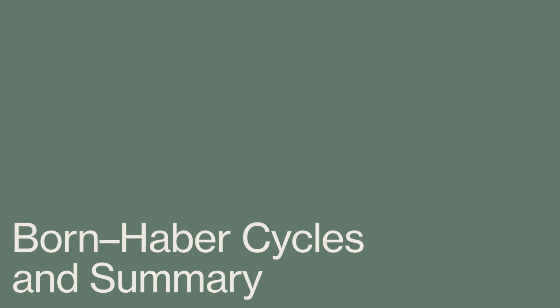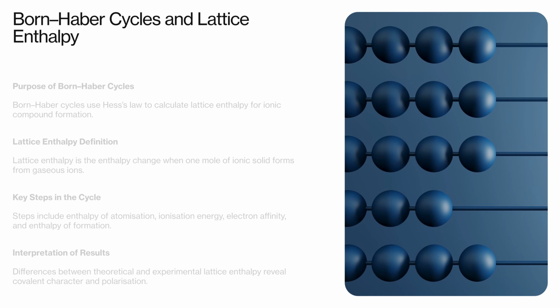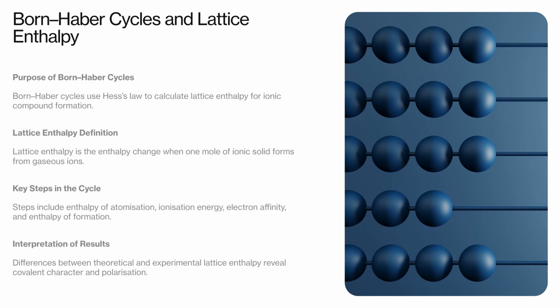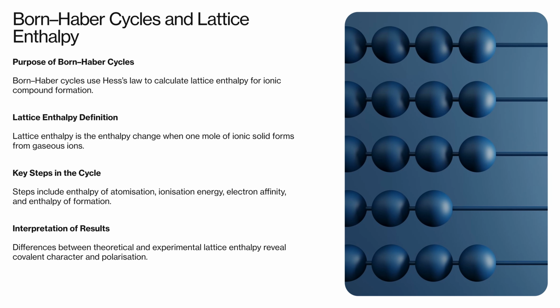Born-Haber cycles and lattice enthalpy, factors affecting lattice enthalpy, exam tips and summary of energetics. Born-Haber cycles apply Hess's law to the formation of ionic compounds and are used to calculate lattice enthalpy, which cannot be measured directly. Lattice enthalpy is defined as the enthalpy change when 1 mole of an ionic solid is formed from its gaseous ions. Constructing a Born-Haber cycle involves several steps, including enthalpy of atomization, ionization energies, electron affinities, and enthalpy of formation.